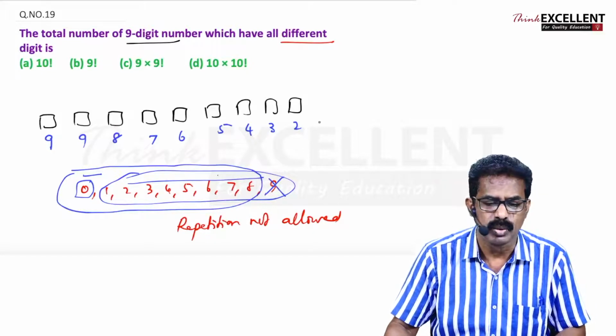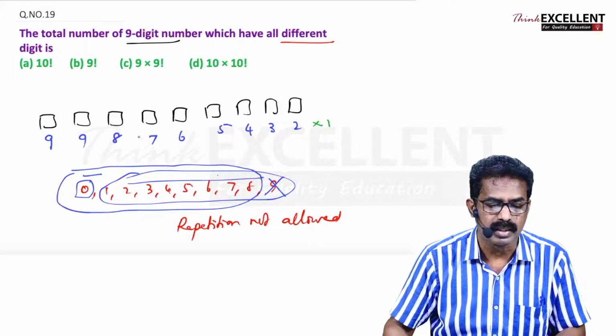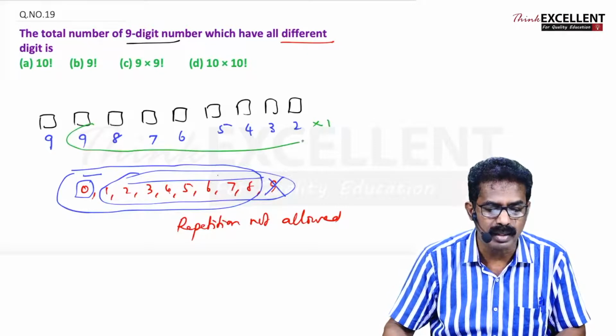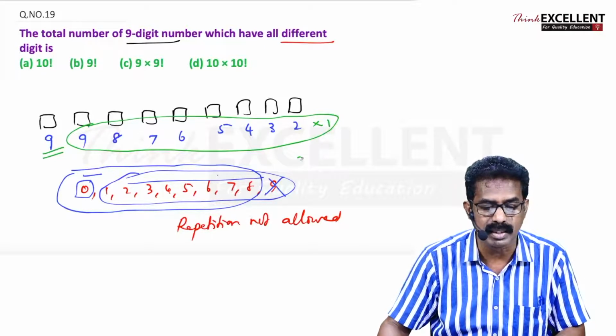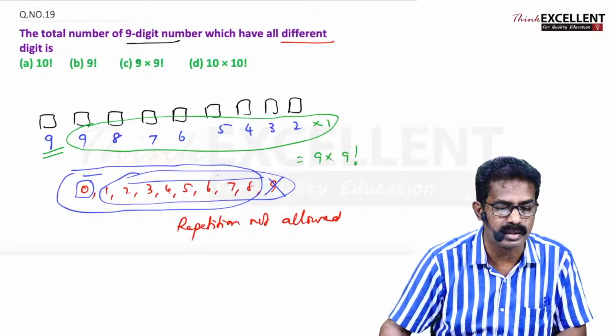Into 1, there is no change, right? Even if you put into 1, nothing wrong in that. So up to 9, it is 9 factorial. Into what you have? 9. So the answer is 9 into 9 factorial. So that is the correct answer.